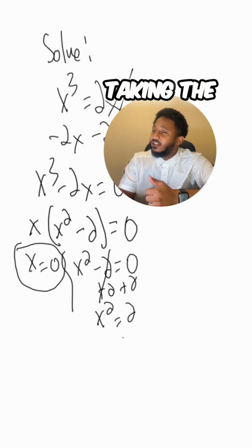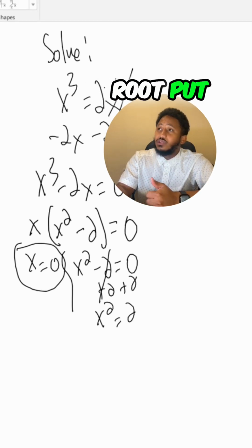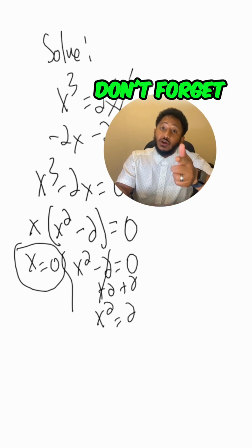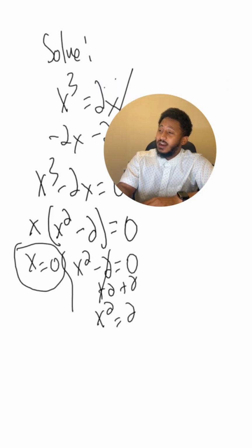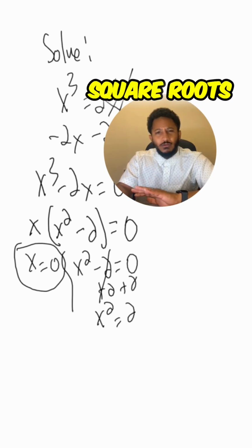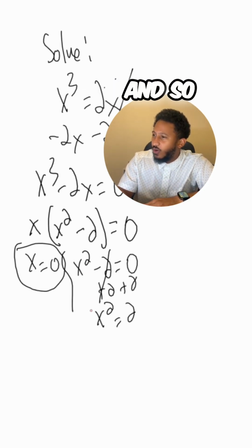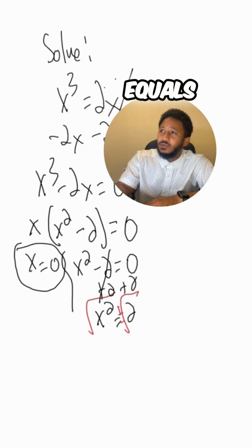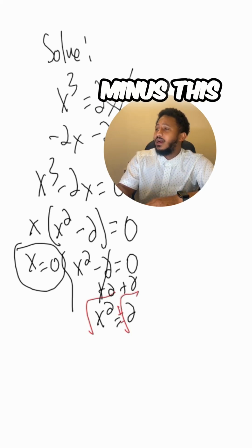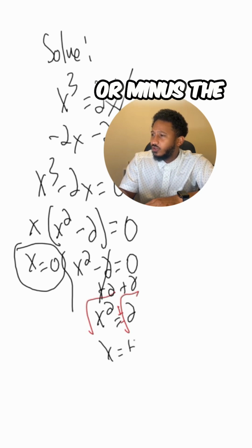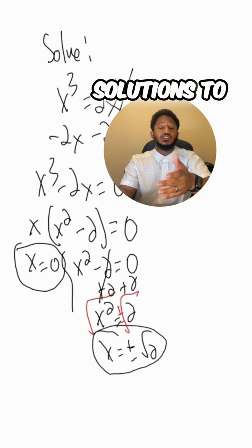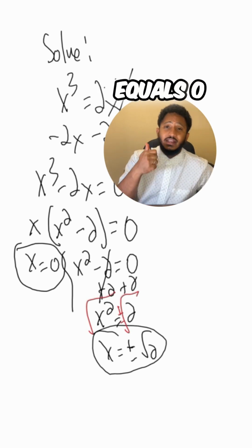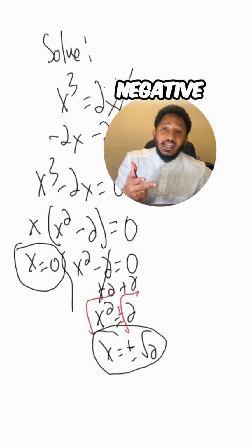Got it. And then taking the square root. Now, anytime you take the square root, don't forget the plus or minus. Okay, this has to do with inverse functions and how square and square roots are not quite all the way inverses. And so don't forget that plus or minus. All right. And so we end up with x equals plus or minus the square root of 2. And so these are the three solutions to this equation. That is x equals 0, x equals positive root 2, and x equals negative root 2.